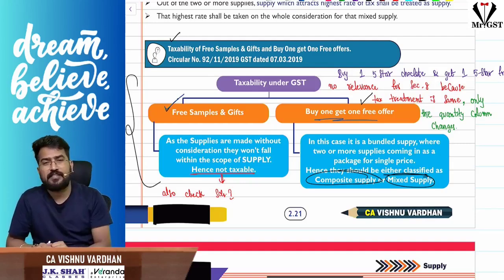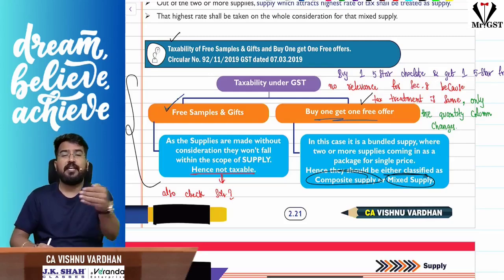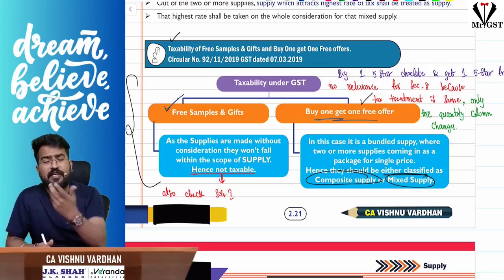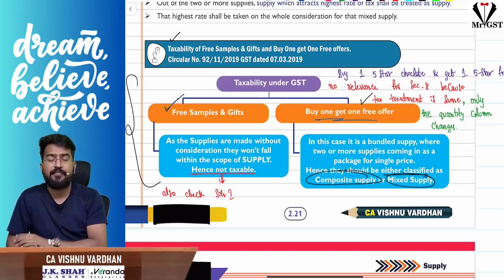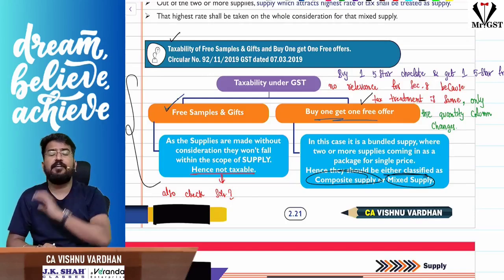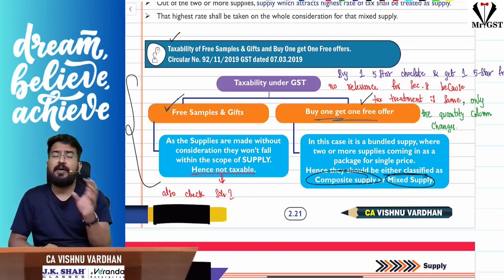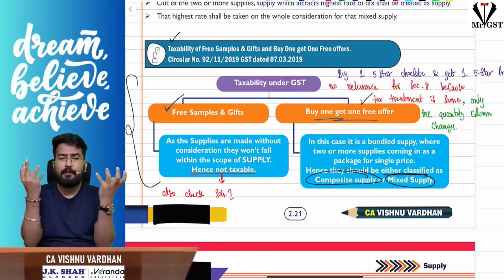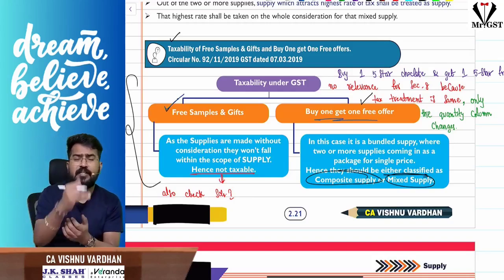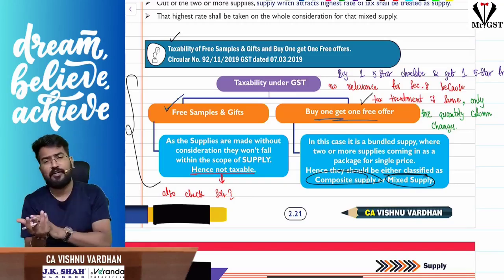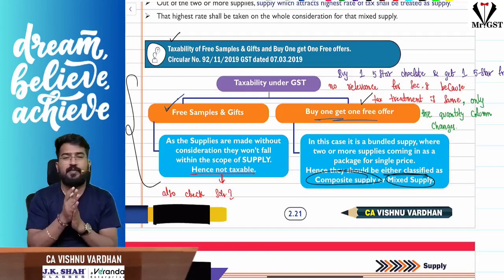In such cases, what will happen? We should see whether they are naturally bundled or not. You might be thinking, obviously these are not naturally bundled, it is a mixed supply. But understand, for example, if I tell you, buy my classes and get books free, they are naturally bundled. So if the goods are completely different, you should see whether they are naturally bundled or not. If they are naturally bundled, then it is a composite supply. If they are not naturally bundled, it is a mixed supply.